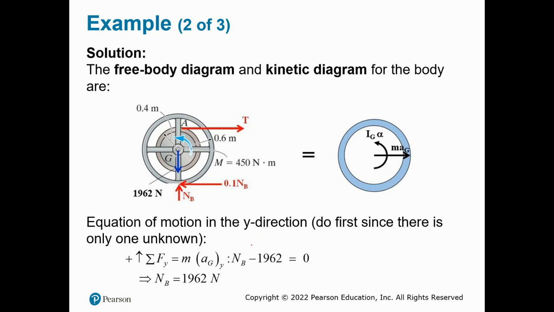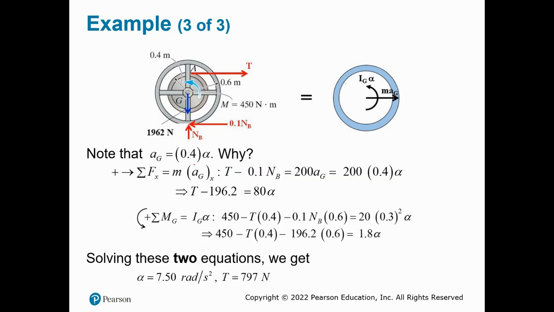For the equation of motion in the y direction, since there's no movement in the y direction, we can use the weight to help us figure out the normal force. It's the same as the weight, which will be 1962 Newtons. And then notice that a_G equals 0.4 alpha, that is radius times alpha. a_G equals R alpha, right?